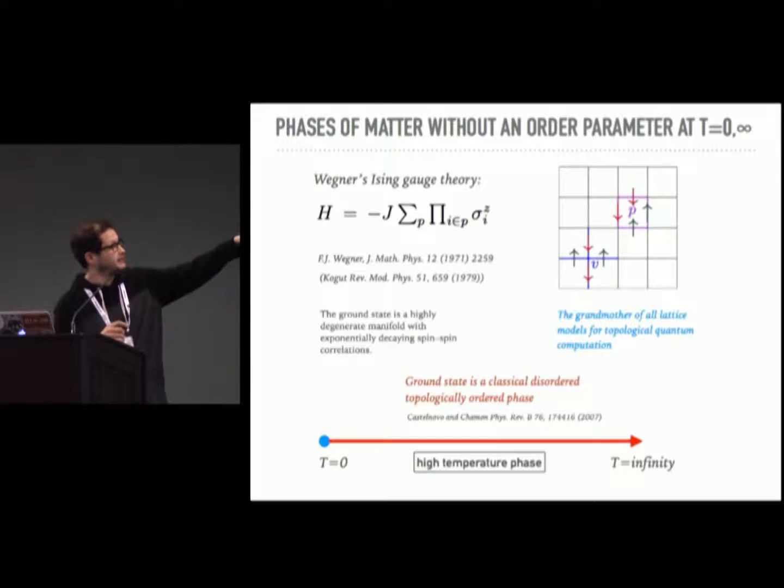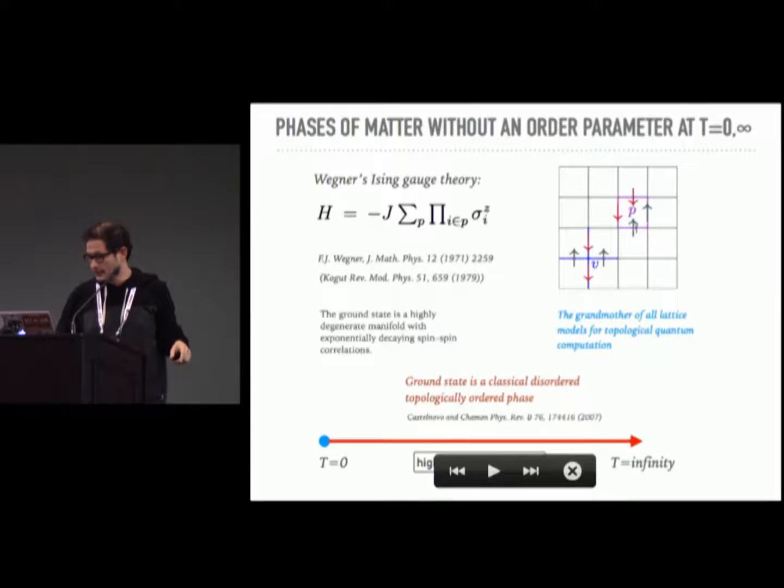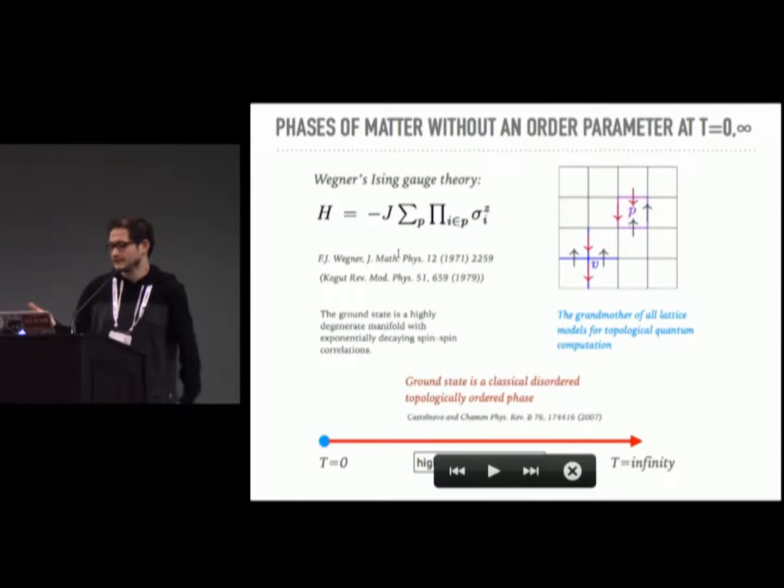H is described by spins that live on the bonds of the square lattice, and the interaction is given by products over the plaquettes P that I have here. Basically the energy is just this product over the four of them, and it's been studied since the 70s. The phase diagram is known.